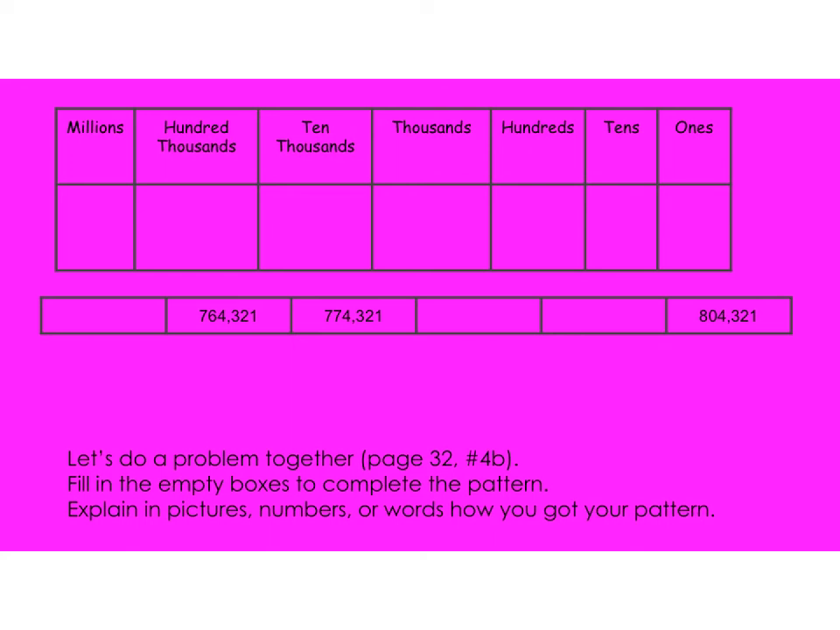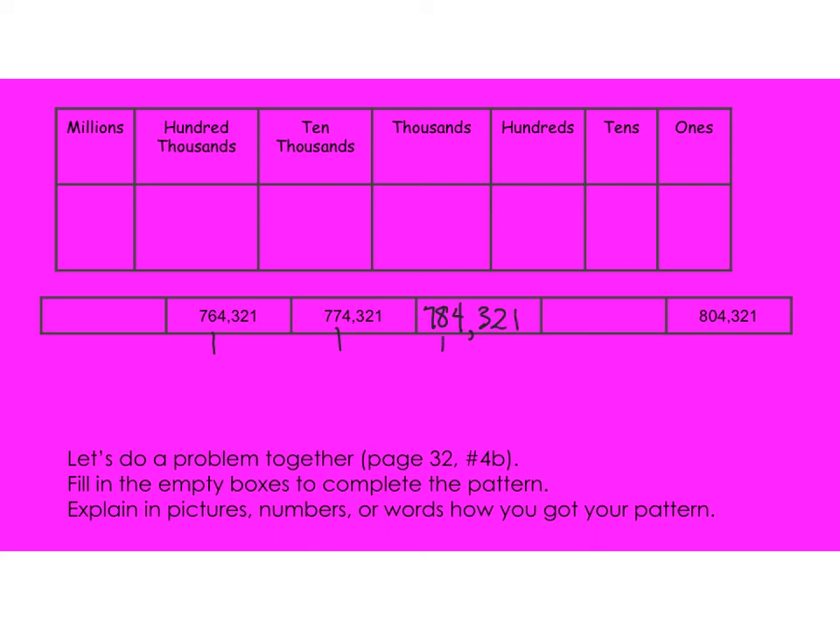So let's say we have 764, 774. Do you see that? The 6 went up to a 7. So I know that I'm counting up by 10,000s. So I have 70,000. So my next one's going to be 80,000, but I want to keep the same amount. So I'm going to say 784,000, and then the rest of the number is going to be just the same, 321.